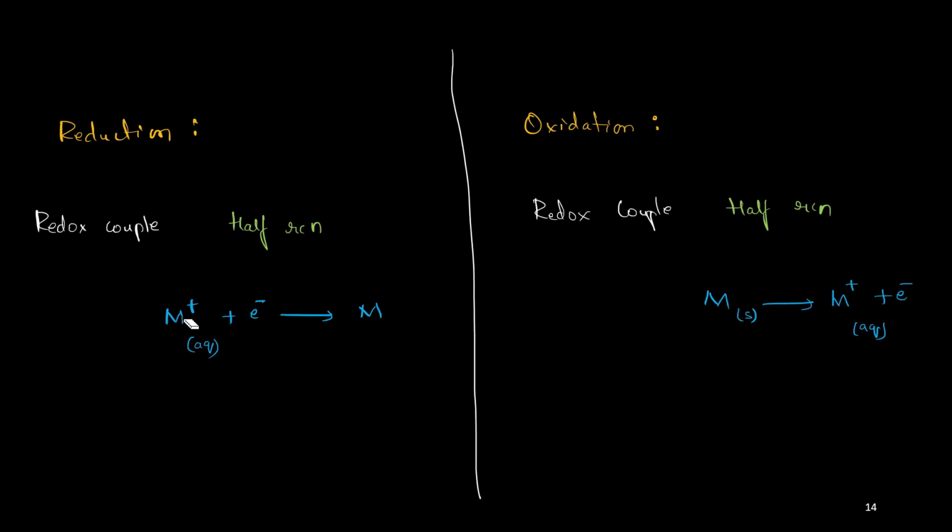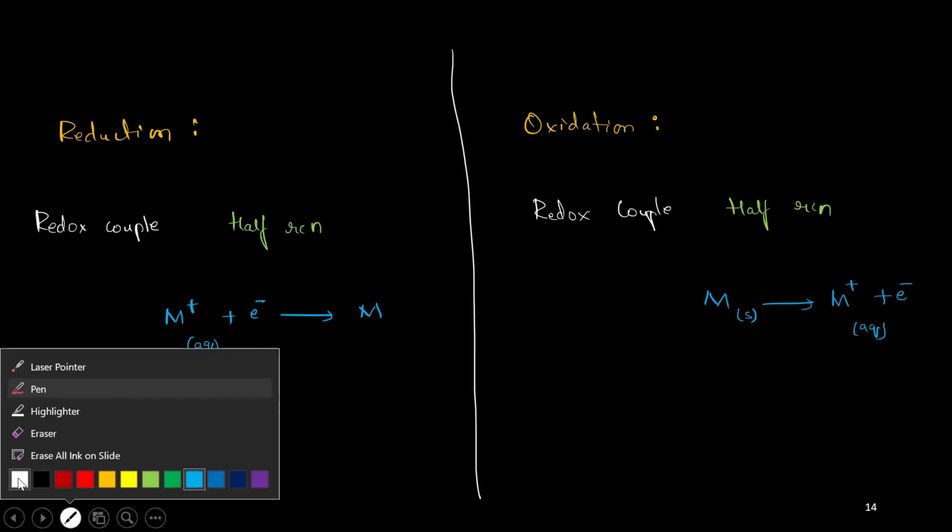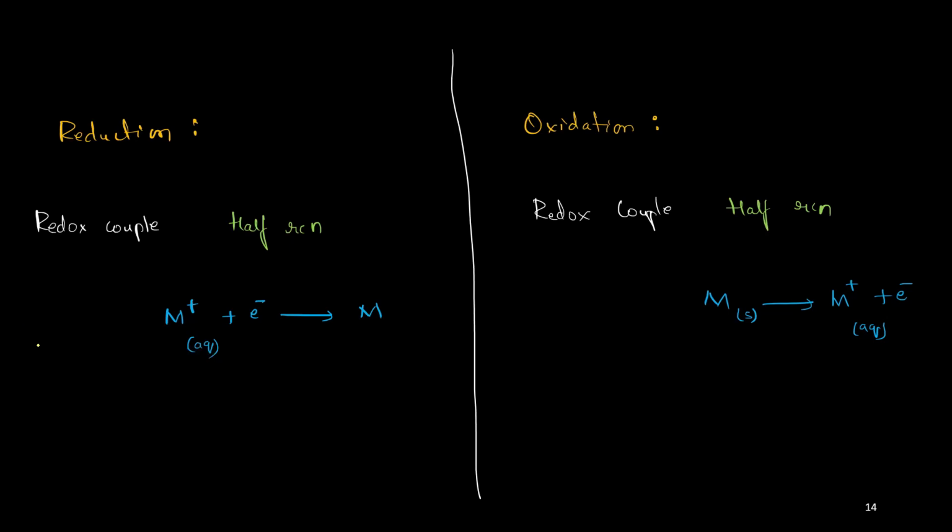So what is the meaning of redox couple? Redox couple is nothing but here it is M plus or M. That means whatever M plus is there, it is converting to M. So here M plus and M both are called the redox couple. Here M is converting into M plus. Here M and M plus are called the redox couple. So these are the redox couple in the reduction. These are the redox couple in the oxidation.